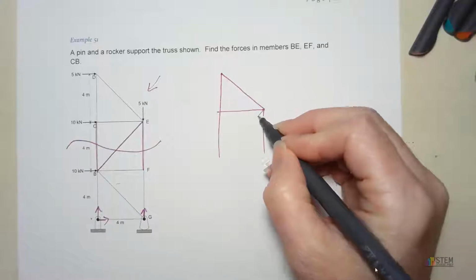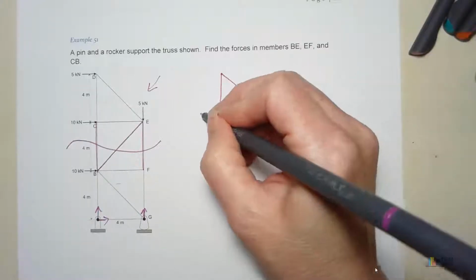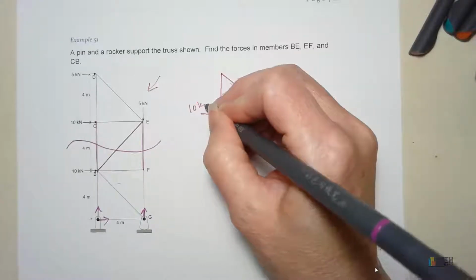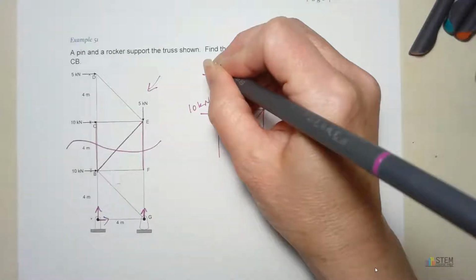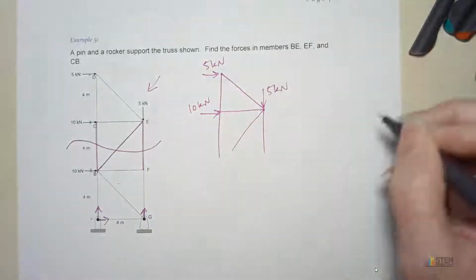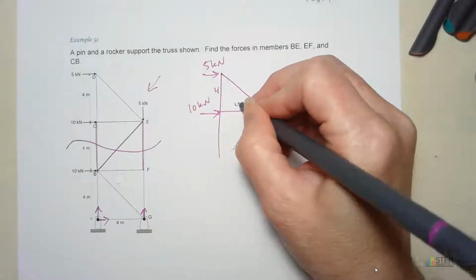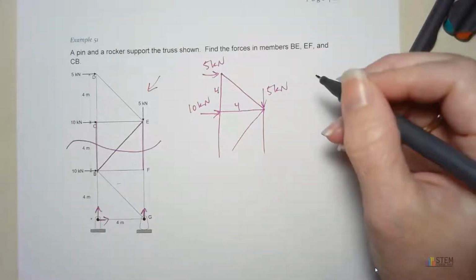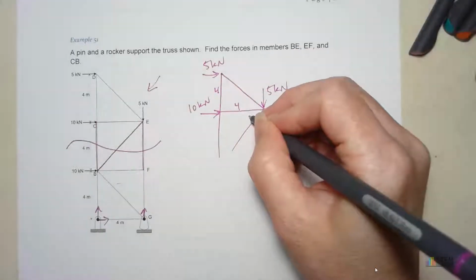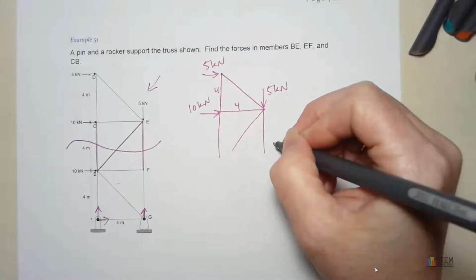Okay. So now let's draw out this top half of our truss. Say it looks like this. Now first let's label all of the external forces. We've got the 10 kilonewtons here, 5 kilonewtons, and then 5 kilonewtons there. This is 4 and this is 4. And now let's look at the members we cut through. So we cut through these members right here.